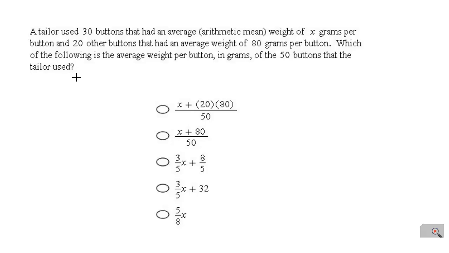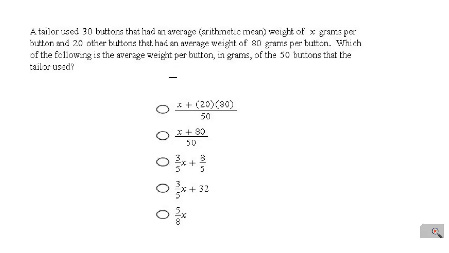So this question says a tailor used 30 buttons that had an average arithmetic mean weight of x grams per button and 20 other buttons that had an average weight of 80 grams per button. Which of the following is the average weight per button in grams of the 50 buttons that the tailor used? Now, by observation, this is a weighted average problem.